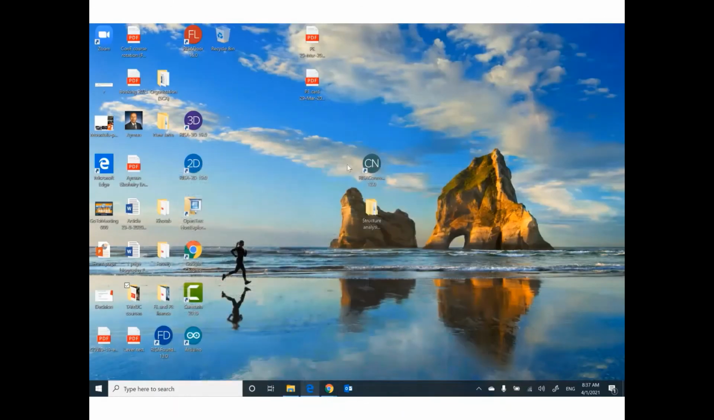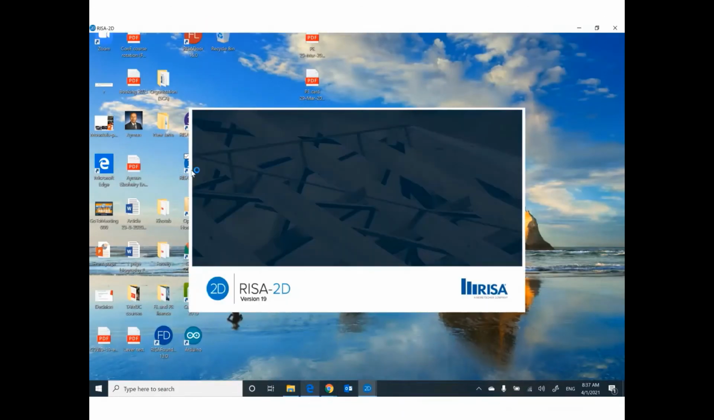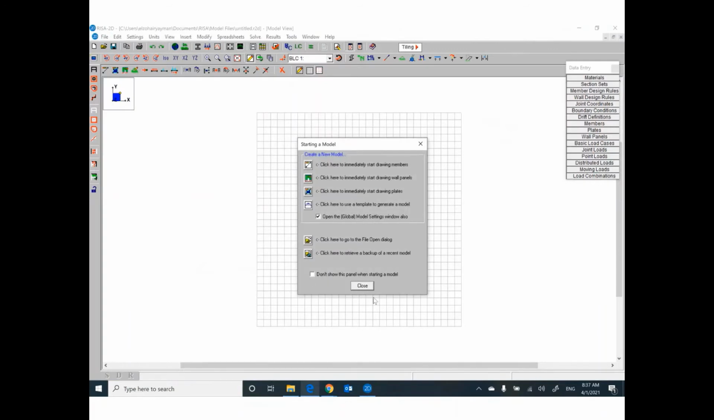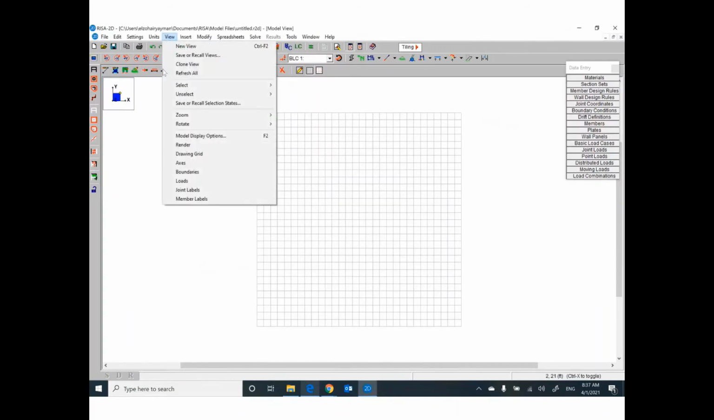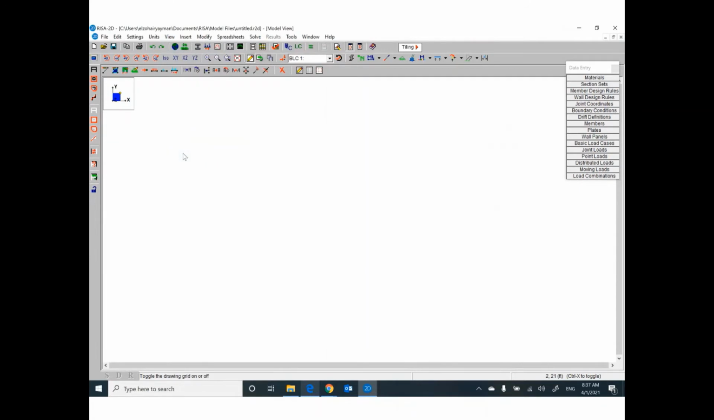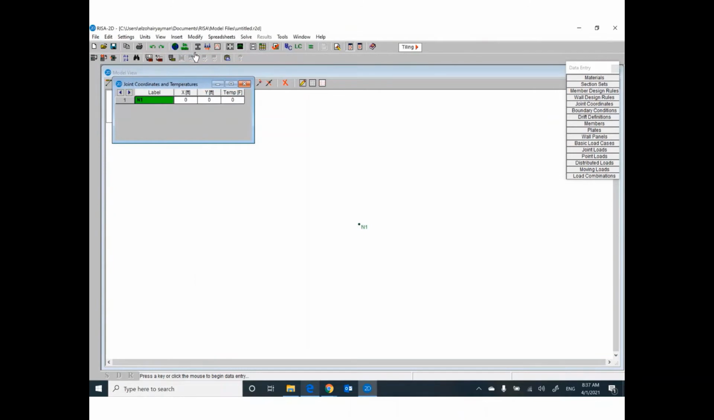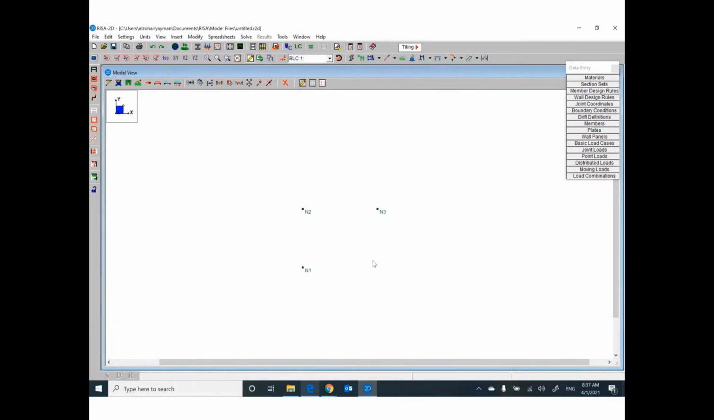Where is RISA 2D? Here you go. I don't like to show this drawing grid, so I will hide it. Insert, joint, 0, 0. The second one at 0 and 6, I think. Yes. The third point will be at 8 and 6. Here you go. We have 3 points only.